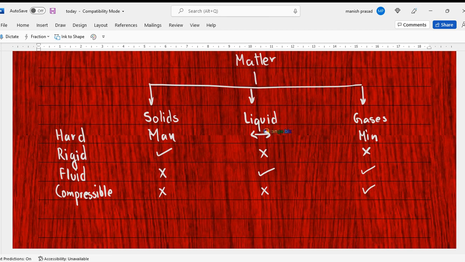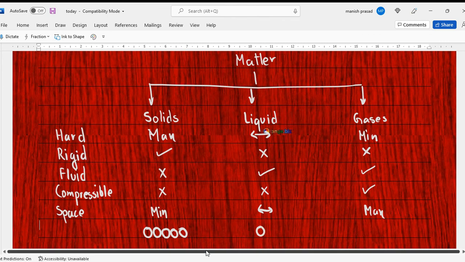Liquids do not get compressed. I'll tell you why. If you look at the space between the atoms, who has the maximum space between the atoms? The gas. Who has the minimum space? Solids, and liquid is between. In solids, the particles are generally squeezed like this, so they cannot be compressed. They do not have any space between them.